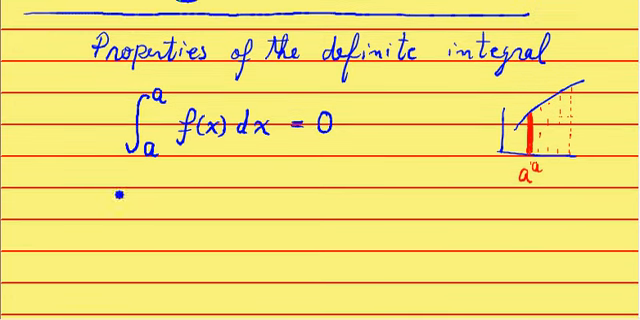Property number 2 is the following. In most of our pictures, we have assumed that A is on the left and B is on the right, and we went about our business assuming that's always the case. But suppose for some reason somebody writes the integral from B to A of the same f of x dx.